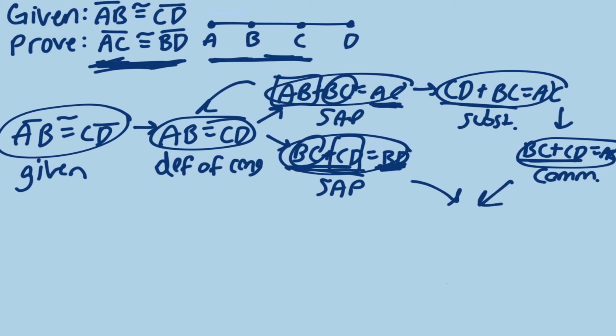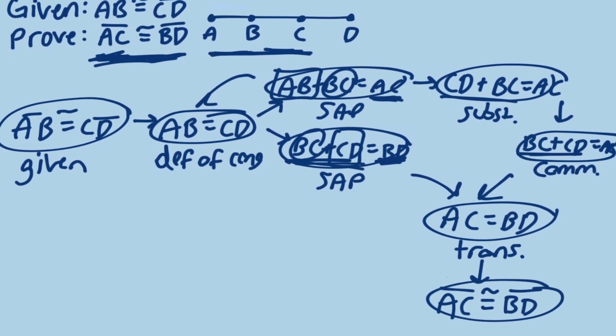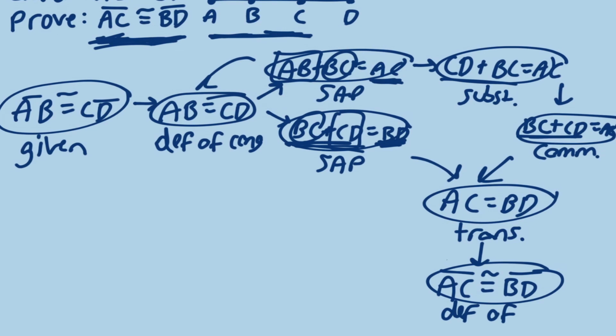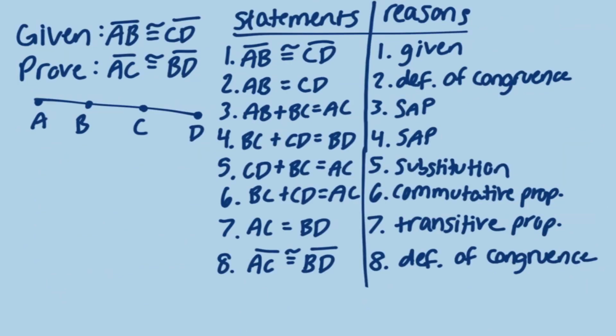Now we can combine the two equations into one and say that AC equals BD. That's called the transitive property. If A equals B and B equals C, then A equals C, because they both equal the same thing, so they both must equal each other. And that means that since their lengths are the same, segment AC is congruent to segment BD by definition of congruence. Here's the proof written out again, but neater. And here's a two-column proof.